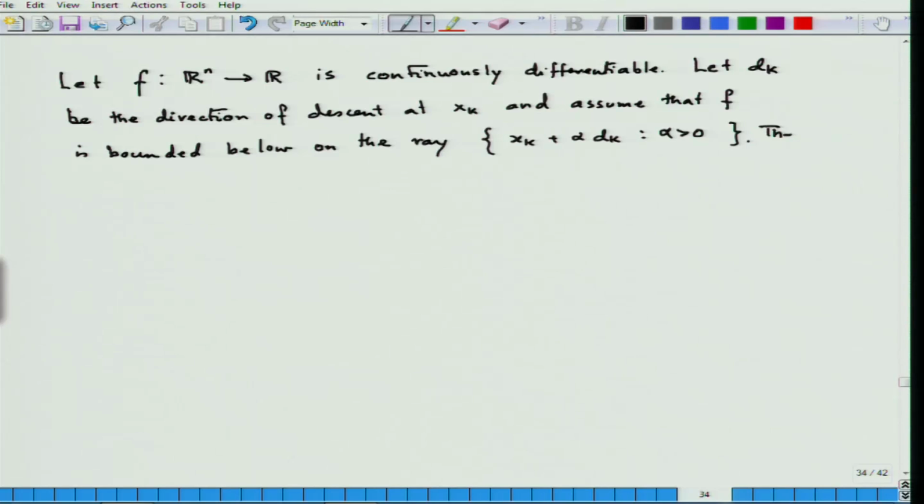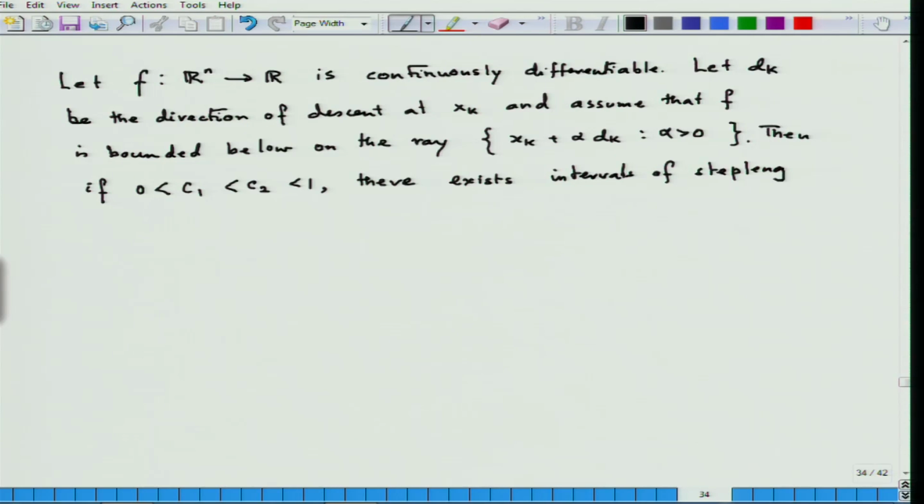Then, if we have these constants, fix some constants, then there exist intervals of step length satisfying the Wolfe condition. So this is something you need to really remember.